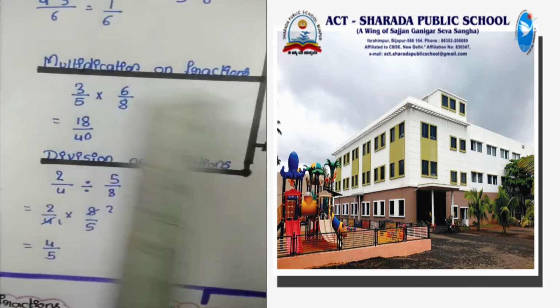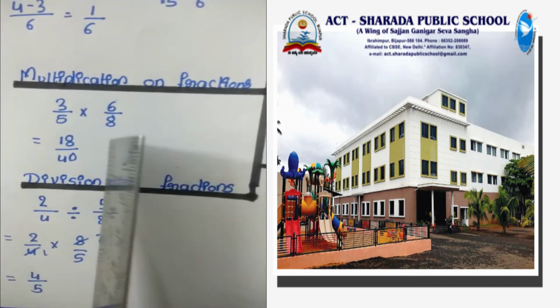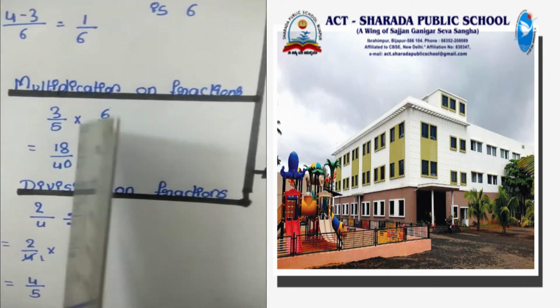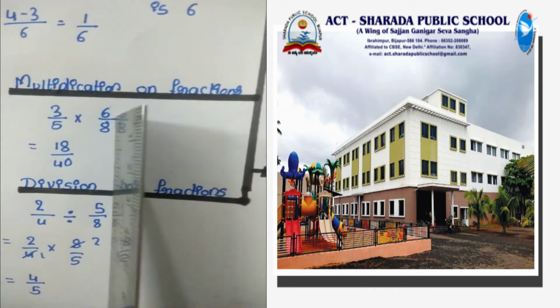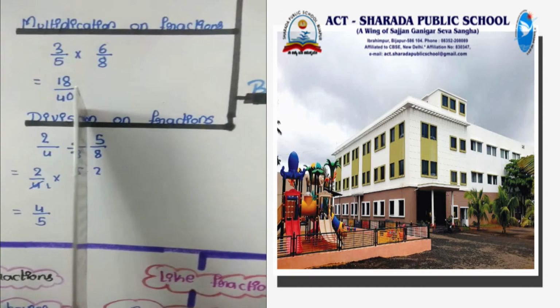Multiplication of fractions. 3 by 5 into 6 by 8. Here cancellation will not happen, so we should multiply numerator by numerator and denominator by denominator. And the answer is 18 by 40.